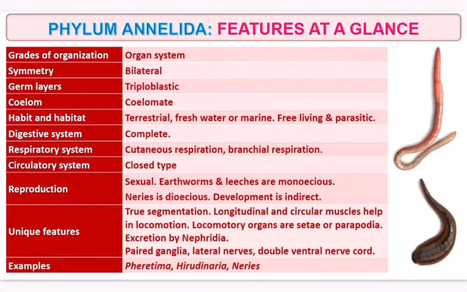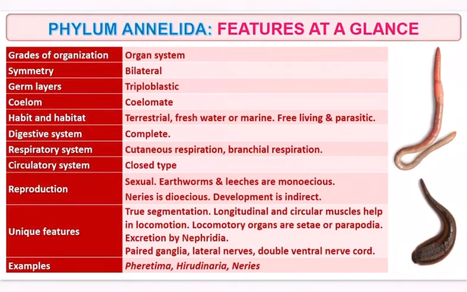What are the animals that you should remember under this? One is the earthworm, very famous one, Pheretima posthuma, leech, that is Hirudinaria, and Nereis, the sandworm. So at least two you should remember. To conclude, phylum Annelida, grade of organization is organ system. It is bilateral, triploblastic, coelomate, and habitat terrestrial, freshwater and marine, free living, parasitic. Digestive system is well developed and it's complete.